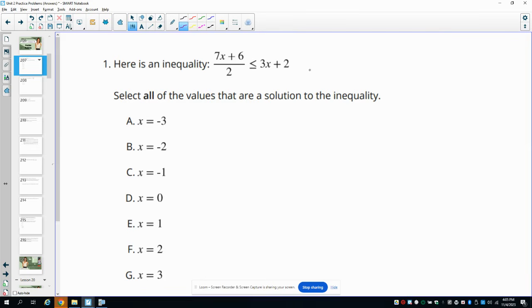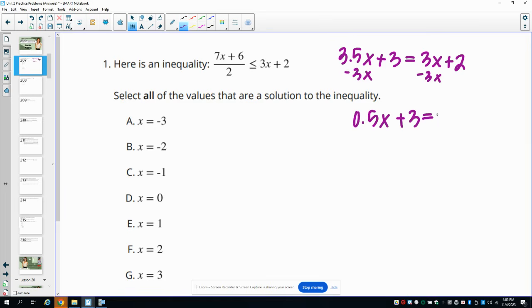You can also solve the equation like it's an equal sign. So we could just divide both of these by 2. So we could get 3.5x plus 3, and then solve for where that's equal to 3x plus 2. So then we could subtract 3x from both sides, and this is going to give us 0.5x plus 3 is equal to 2. Then we could subtract 3 from both sides, and we get 0.5x equals negative 1. So then we could divide by 0.5, and we get x equals negative 2.